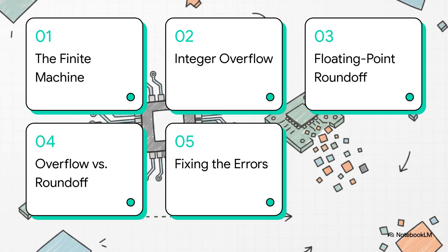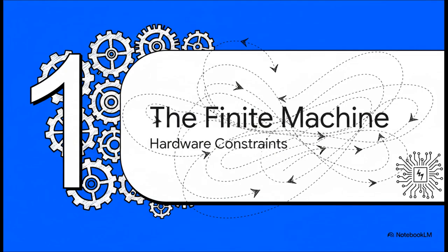We're going to start with the concept of the finite machine, break down integer overflow and floating point roundoff, compare the two side by side, and finally look at exactly how software engineers fix these errors. All right, section 1, the finite machine.